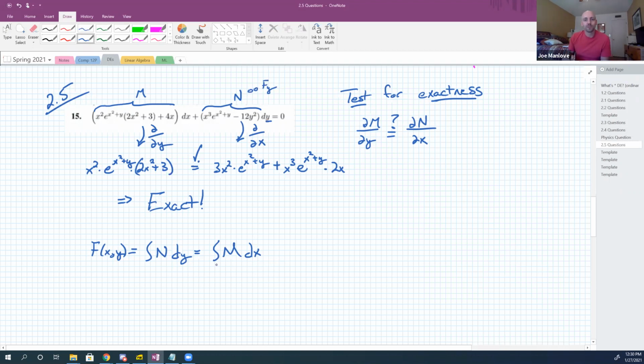All right, so now I get to make my choice. You could integrate them both and then play mix and match. When they're icky like this, I tend to prefer integrate one and then differentiate it to see the other. Just make sure you're conscious of which rung on the ladder you're on, basically. So I'm going to integrate n dy. So that's going to be my proposal. I'm going to say, all right, so f of x and y is the integral of n, which is x cubed e to the x squared plus y minus 12y squared dy.